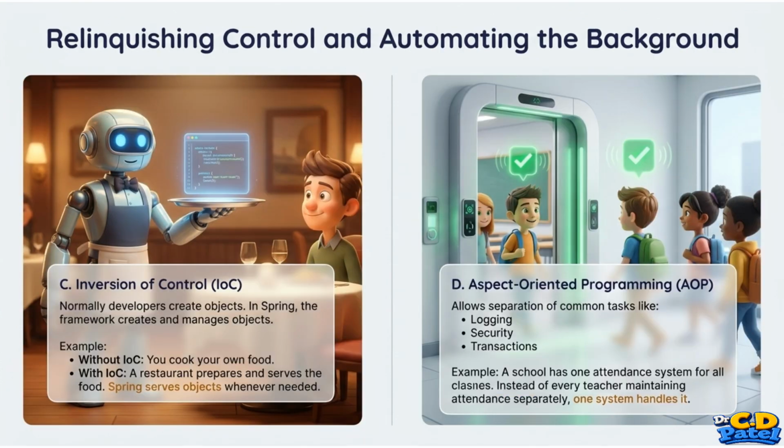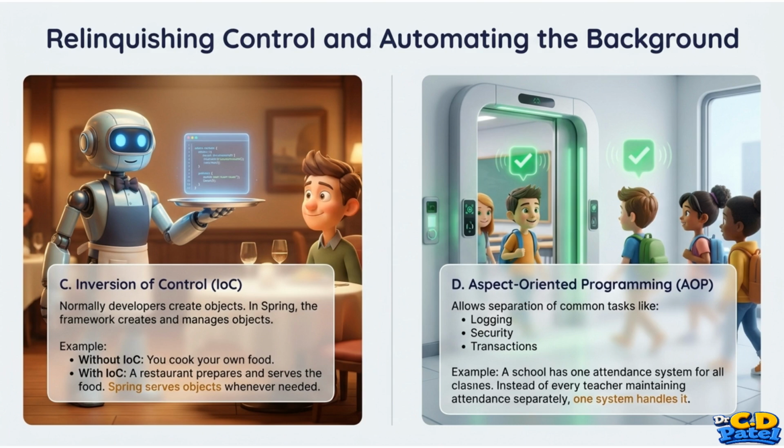Here we have two important Spring concepts: IoC and AOP. IoC means inversion of control. Normally, our Java program creates and manages objects. With Spring, the framework can take over that responsibility. Think about ordering food at a restaurant. Instead of cooking everything yourself, you tell the restaurant what you need, and the restaurant prepares it for you. Spring works in a similar way with objects.